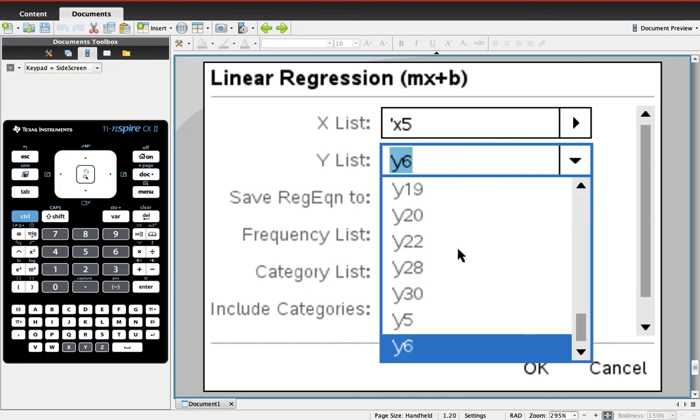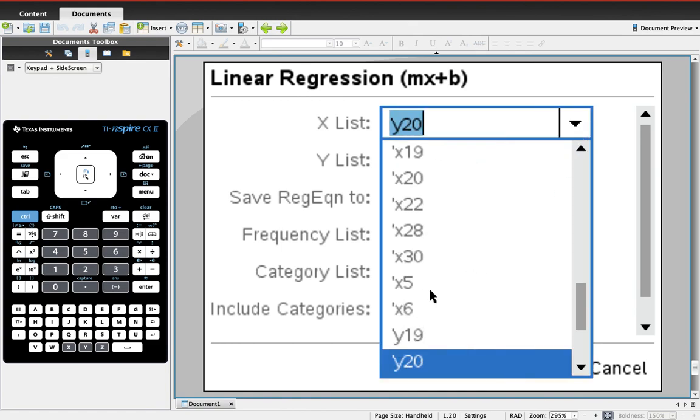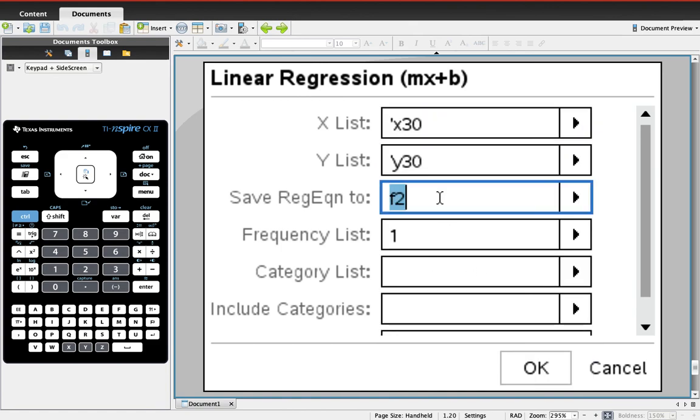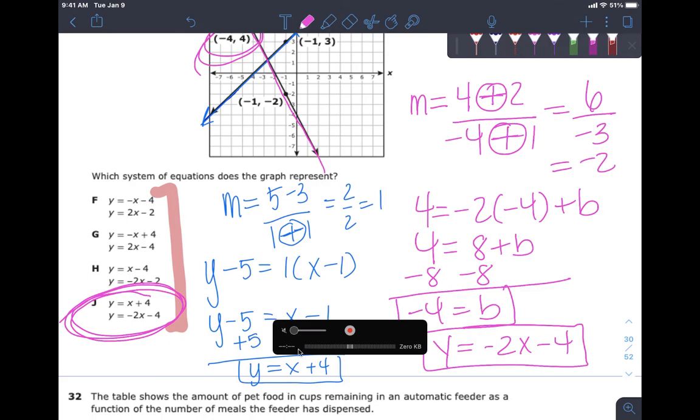Oh, this isn't number 5, it's number 30. Y 30 and x 30. Call this function number 30. Okay. All right, so it gave me an equation: y equals x plus 4. All right, so that's exactly what we got here.